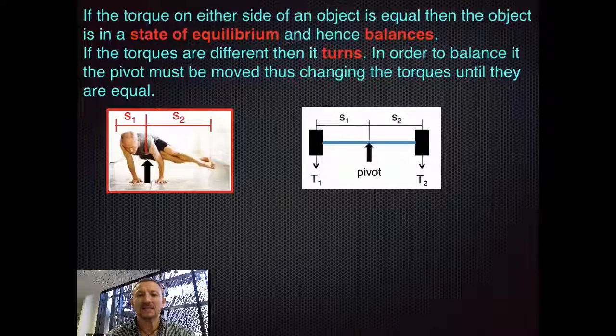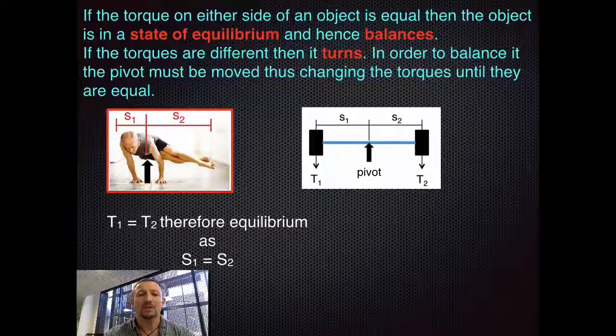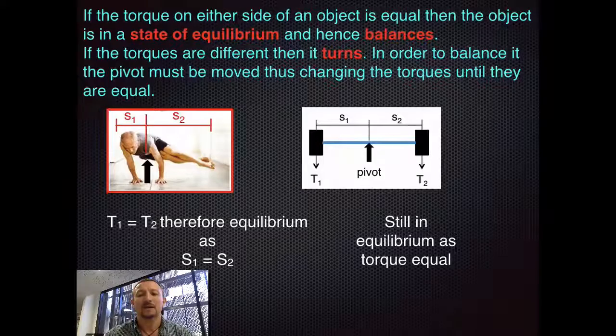So in this case here, what we'll notice is that S1 and S2 are going to be equal. So T1 and T2, or the torques around that pivot point, will also be equal. So T1 and T2 therefore are in equilibrium, as S1 and S2 are also the same. We notice that obviously the forces will have to be the same. So as long as the torques are maintained around that pivot point, then the result is we're going to get no movement.